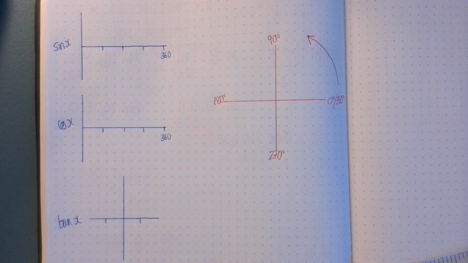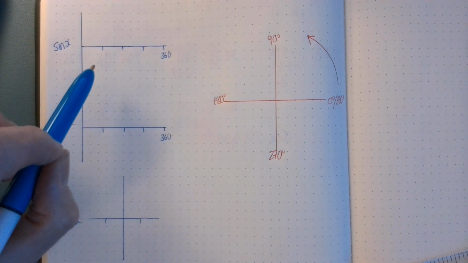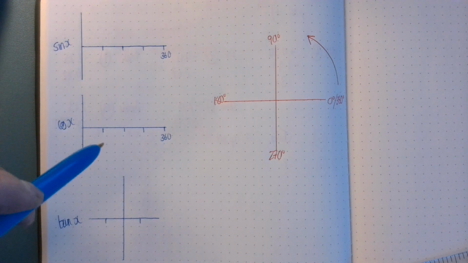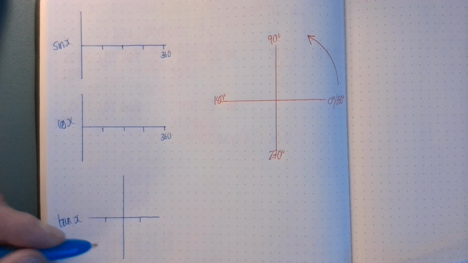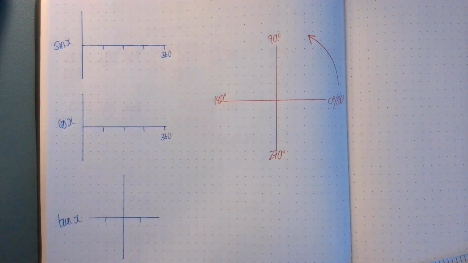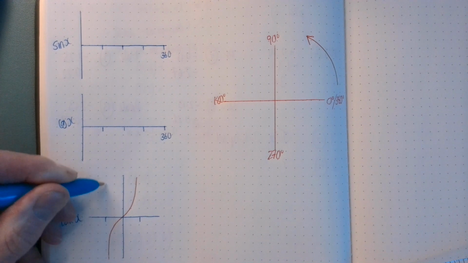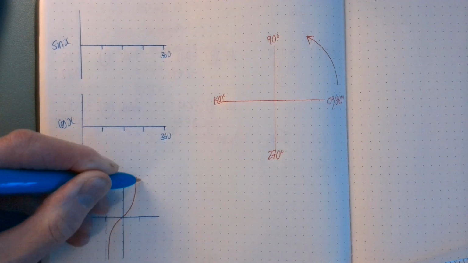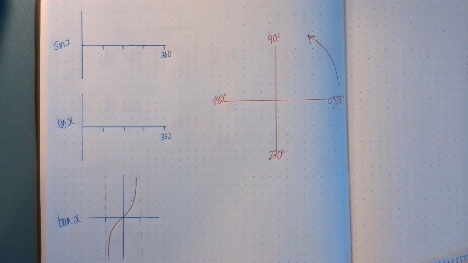Firstly then, do me a favour, sketch for me the graph of sine from 0 to 360 degrees, cos from 0 to 360 degrees, and then tan. Well, tan's always a bit different, isn't it? So I always just remember tan looks like that from minus 90 to plus 90. So sketch tan from 0 to 360 using your calculator. Okay, so pause the video at this point and come back when you've done that.